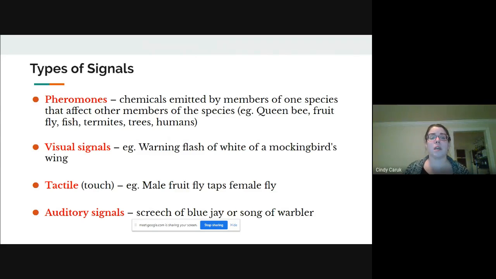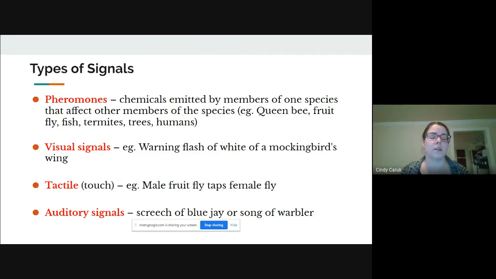Visual signals, these can be things like warning flashes in mockingbirds' wings, but they could also be courtship behaviors, like the blue-footed booby. And so it uses that courtship behavior, that courtship dance, to say, okay, I'm ready to mate. Right? And it's an important signal for them, and it helps them successfully reproduce and pass on their genes.